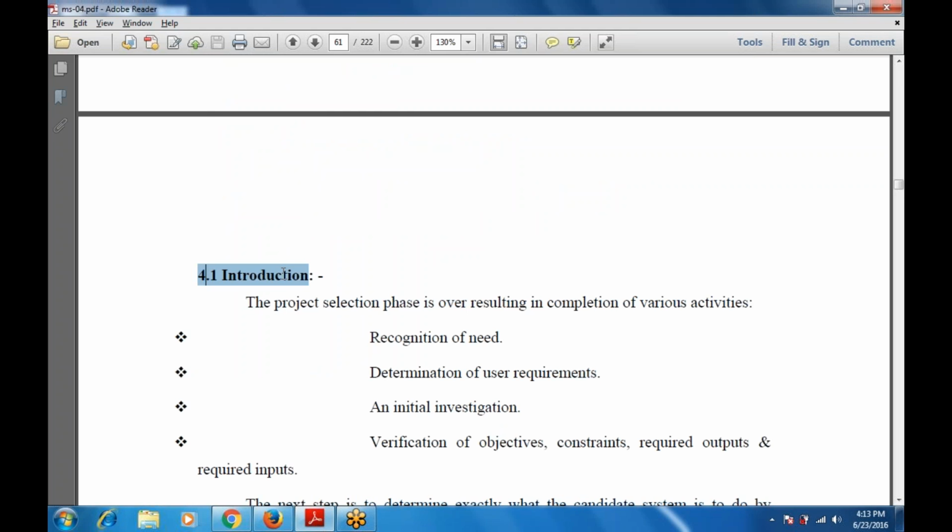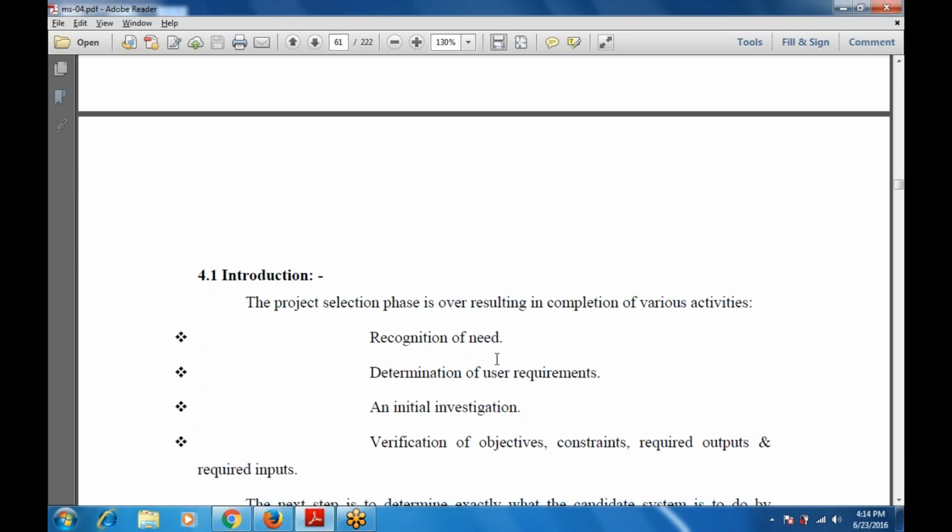The first part is the introduction. The project selection phase is over, resulting in the completion of various activities. That includes the recognition of the need, the determination of the user requirements, the initial investigation, and the verification of the objectives, constraints, required output, and required input. These are the activities carried out within the project selection phase.